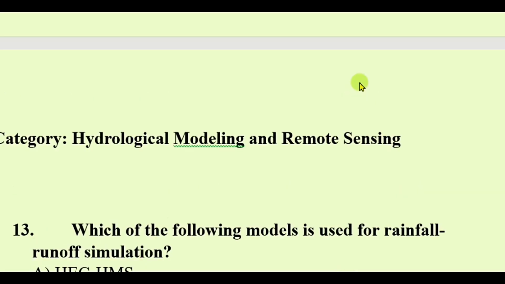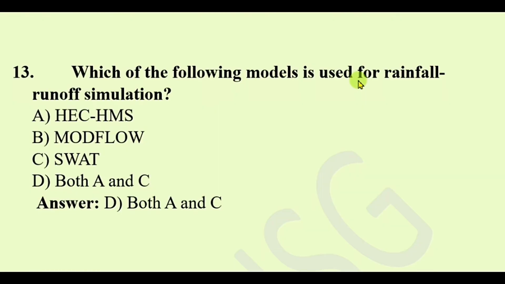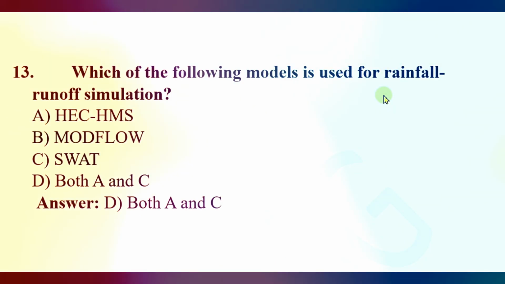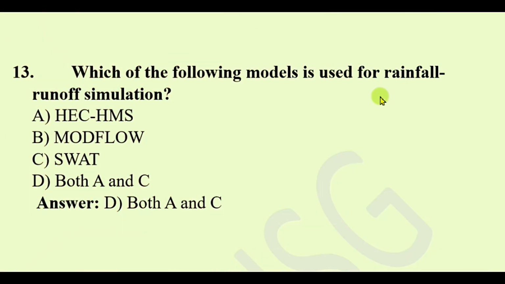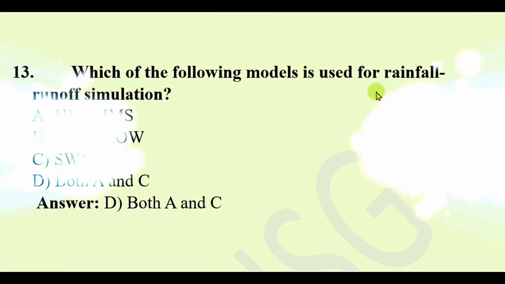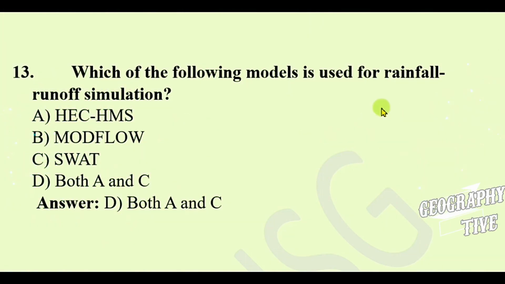Question category, hydrological modeling and remote sensing. Question 13. Which of the following models is used for rainfall runoff simulation? HMS, MODFlow, SWAT, both A and C. Here the right answer will be both A and C, meaning HMS and SWAT.